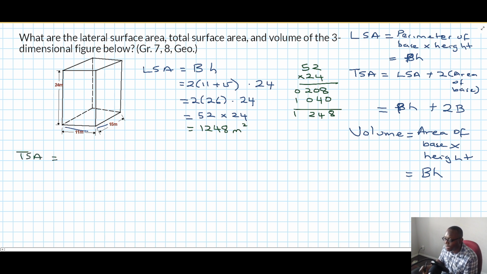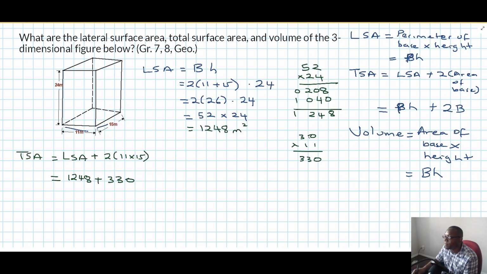Now let's look at total surface area. Total surface area is going to be lateral surface area plus twice the area. So the area of the rectangle is going to be 11 multiplied by 15. So our lateral surface area is 1,248 plus 11 multiplied by 15 times 2. So we can say 11 multiplied by 30. I'm not going to go through this because when you have a 0, all you do is multiply 3 by 11. That gives you 33 and just add the 0 to it. So we have 330.